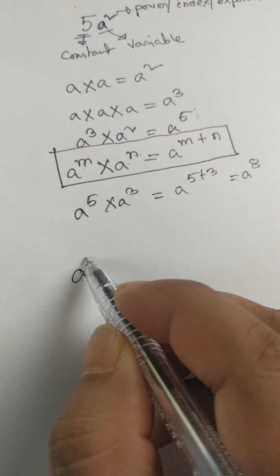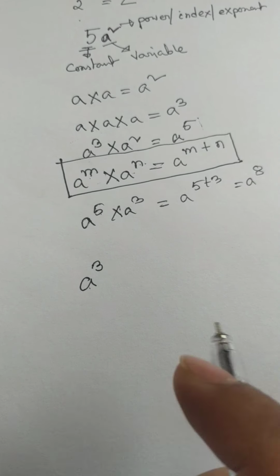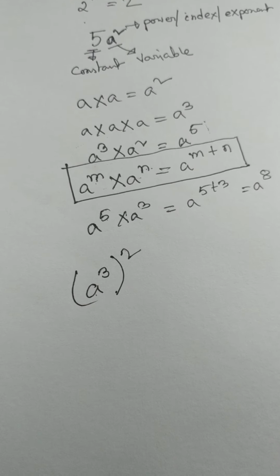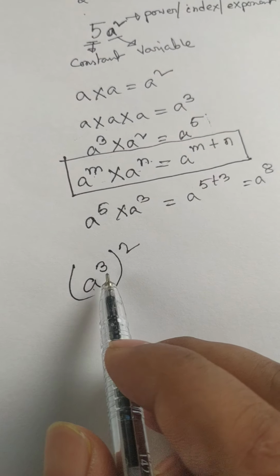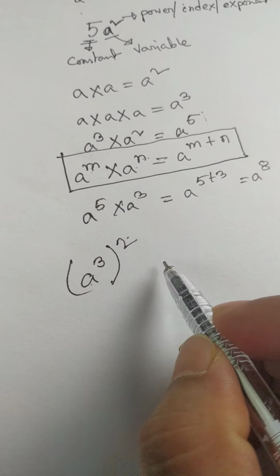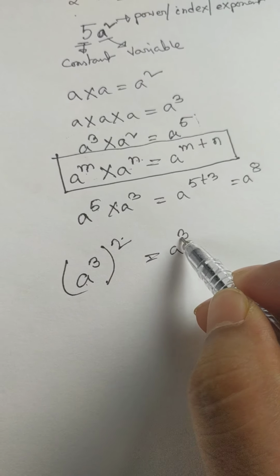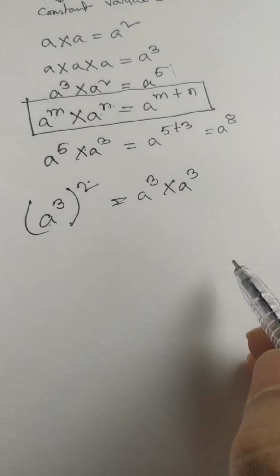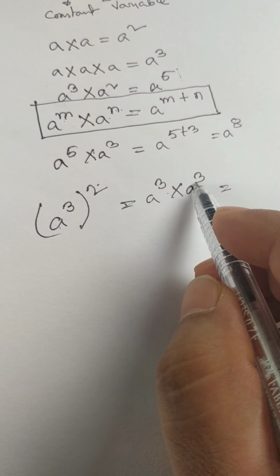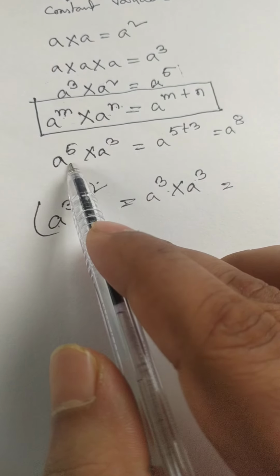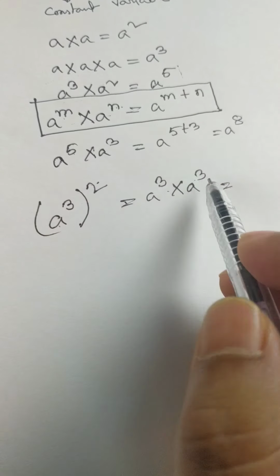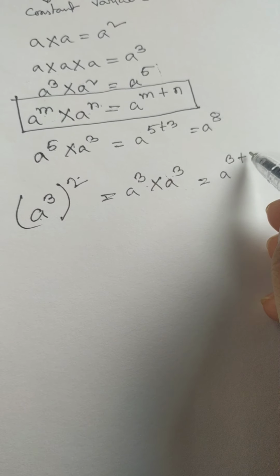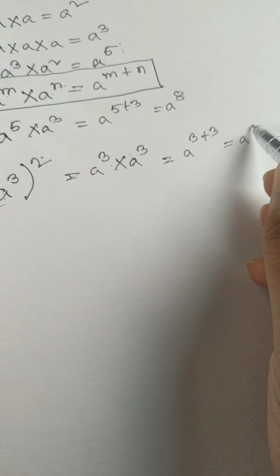Let's say a cube, and I am actually squaring this a cube. This is a cube to the power square. That means it is a cube into a cube. Okay. So what do we get? A cube into a cube means, according to the previous formula, the powers will get added. So we can write a to the power 3 plus 3, that is a to the power 6.